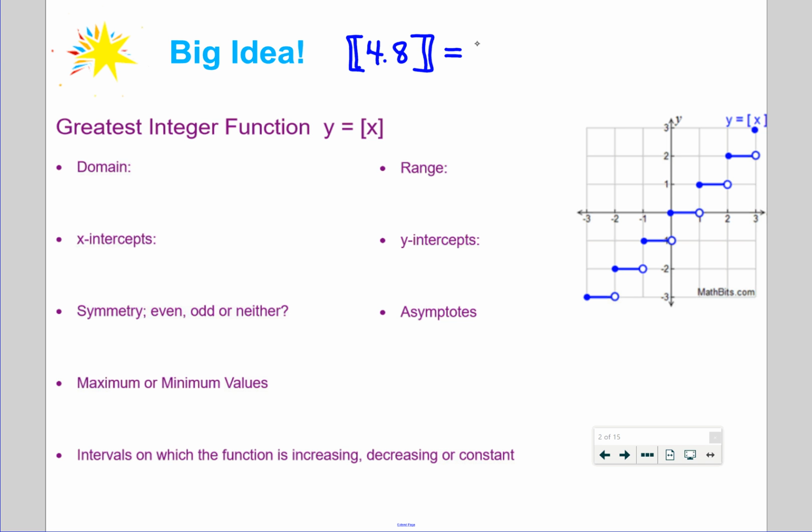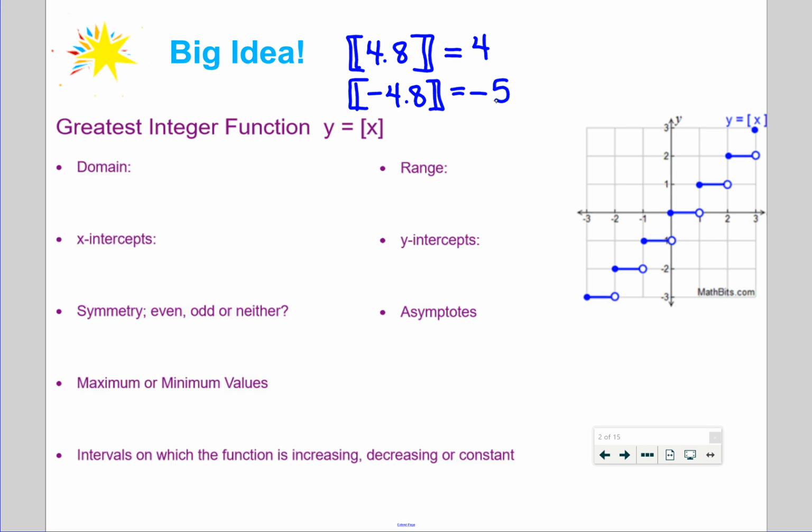Not 3. 4.8 is between 4 and 5, right? So rounding, it's either going to round up to 5 or round down to 4. So down to 4. Negative numbers, you just have to be careful with the negative numbers. If I said negative 4.8, what does that round down to? Negative 5, yeah. So you got to remember negative numbers.